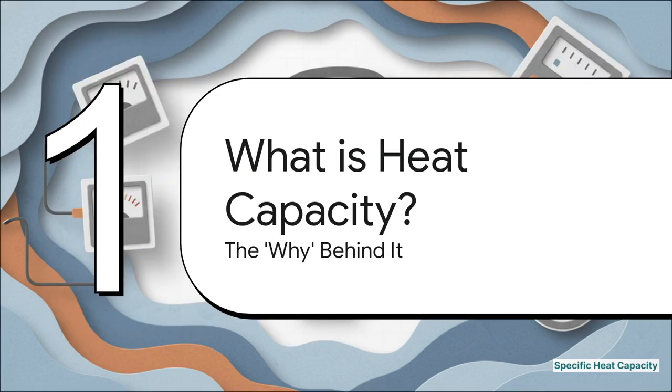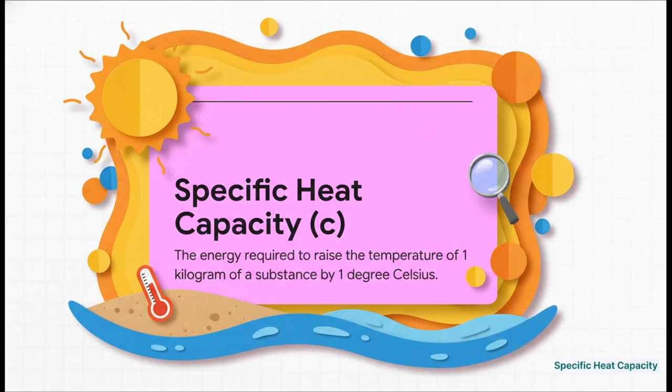Right then, section 1, what is specific heat capacity? Honestly, if you can get your head around this concept, the rest of the practical just clicks into place. Okay, so here is the official textbook definition you've got to know. Specific heat capacity, which we call c for short, is the energy you need to raise the temperature of 1 kilogram of a substance by exactly 1 degree Celsius. Every material has a different value, which is why sand and sea heat up so differently.